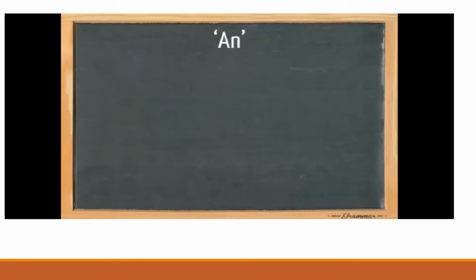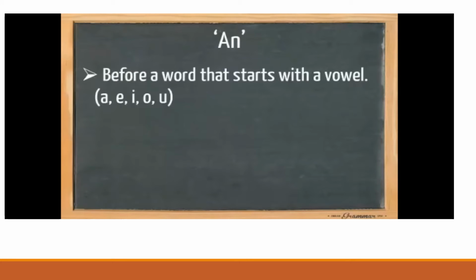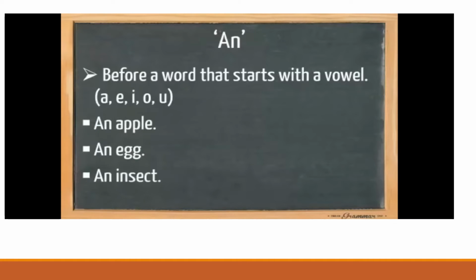Now I'm going to show you how and when to use an. We use an before a word that starts with a vowel, and the vowels in the English language are A, E, I, O, U. For example, an apple, an egg, and an insect.